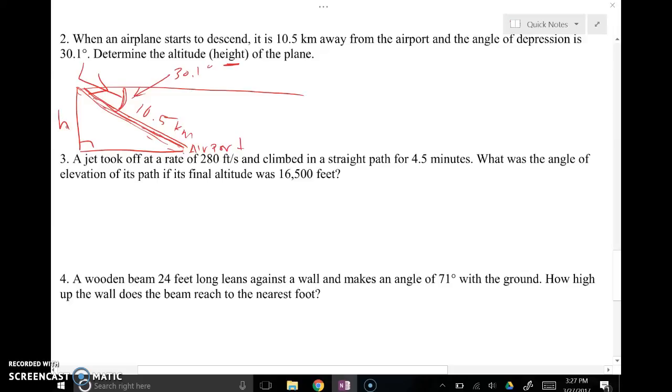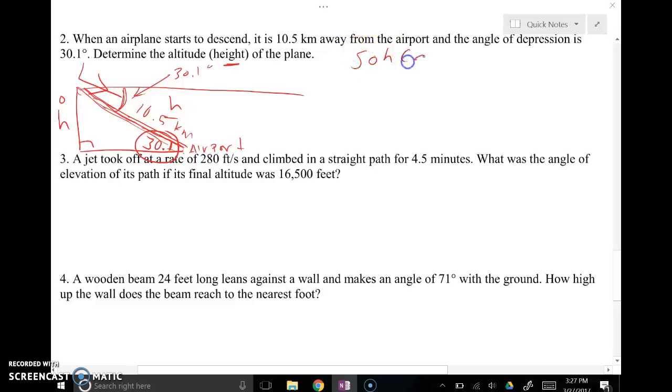Alright, well, the piece of information that I have right now is the angle of depression. Now that's outside my triangle that I'm interested in, so it doesn't directly help me with my height, but I remember that the angle of depression and this angle here, the angle of elevation, alternate interior angles, makes them congruent. So this angle right here is 30.1. Now everything can be identified relative to the acute angle that I know. So relative to that 30.1 angle, this would be the opposite leg, and 10.5 would be the hypotenuse.